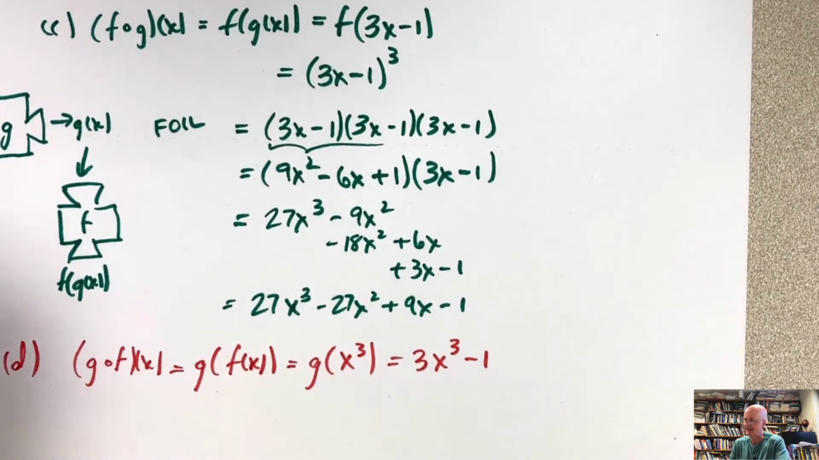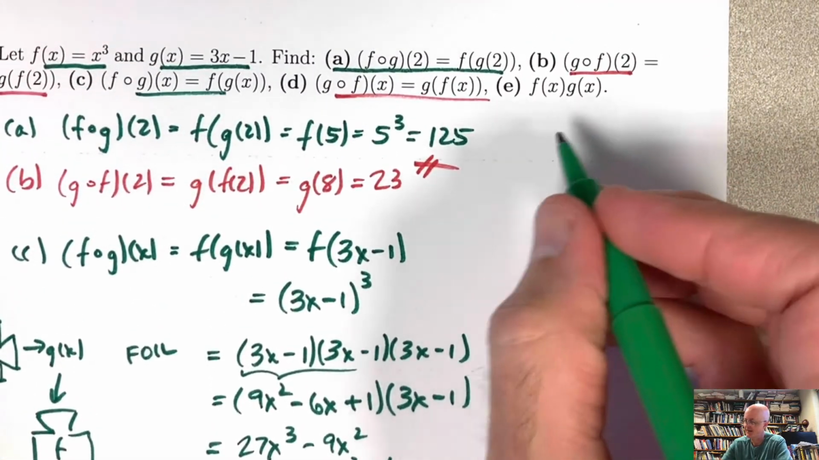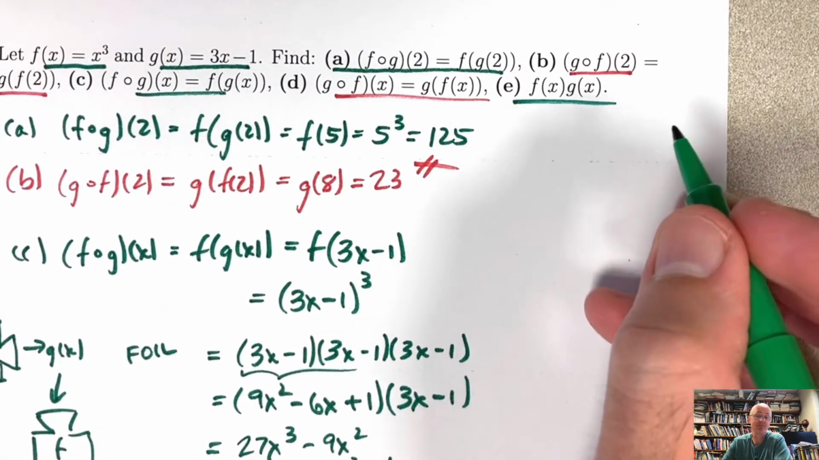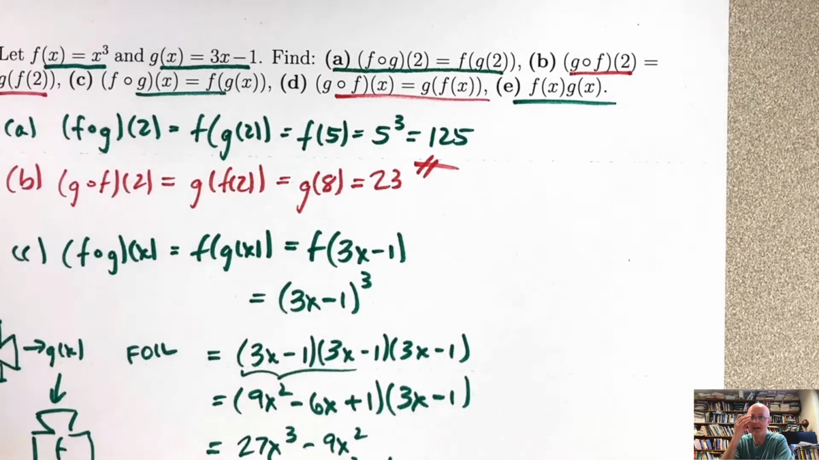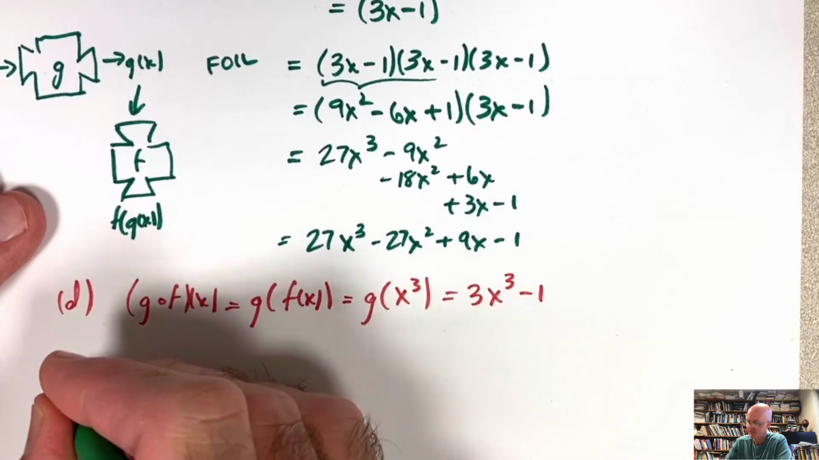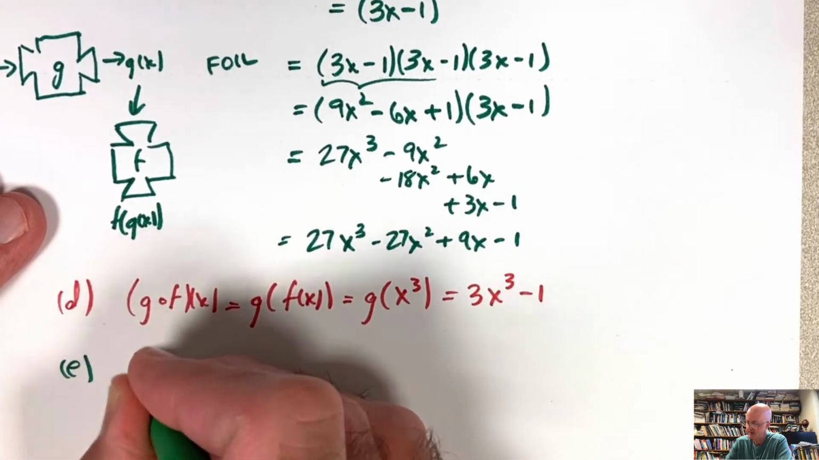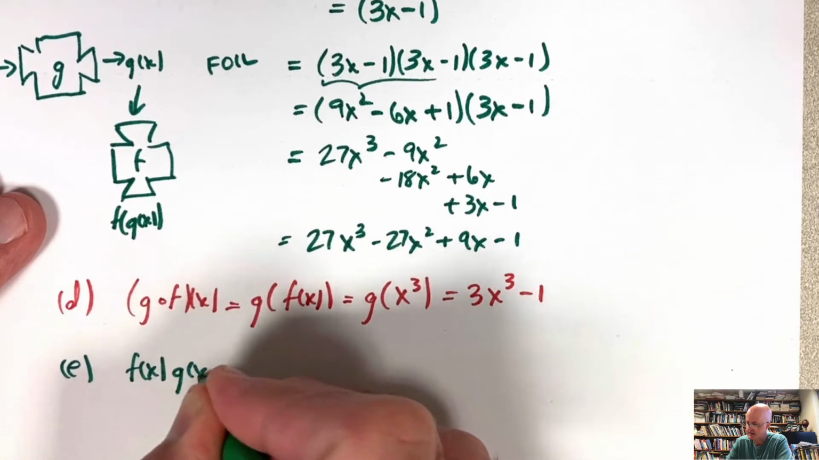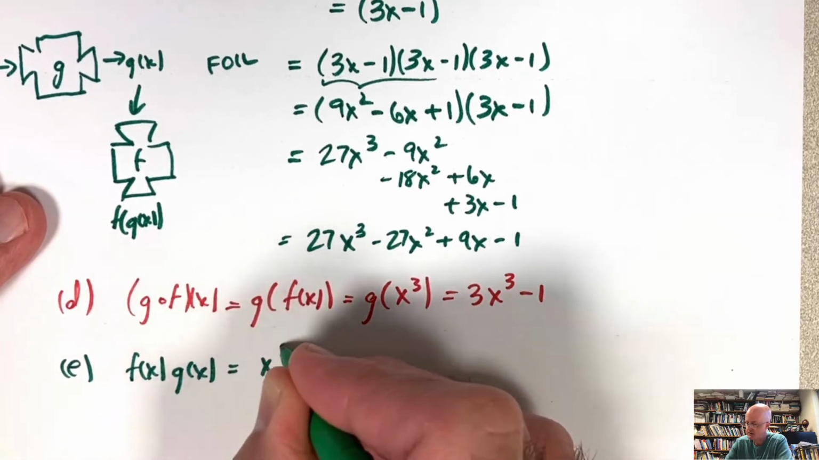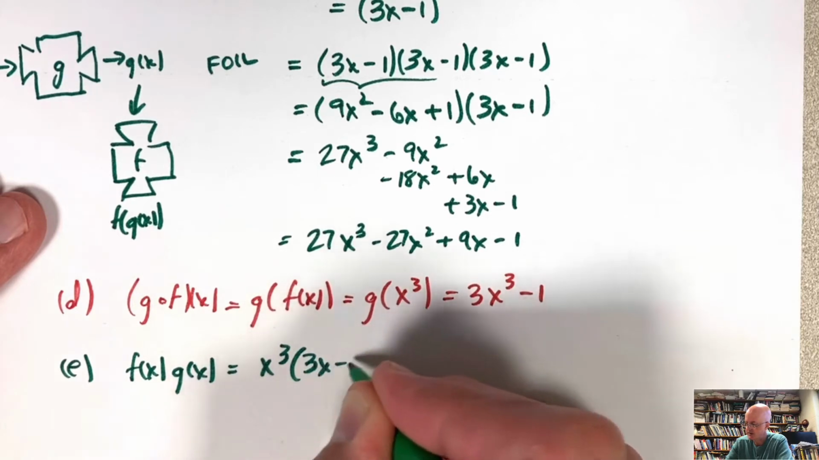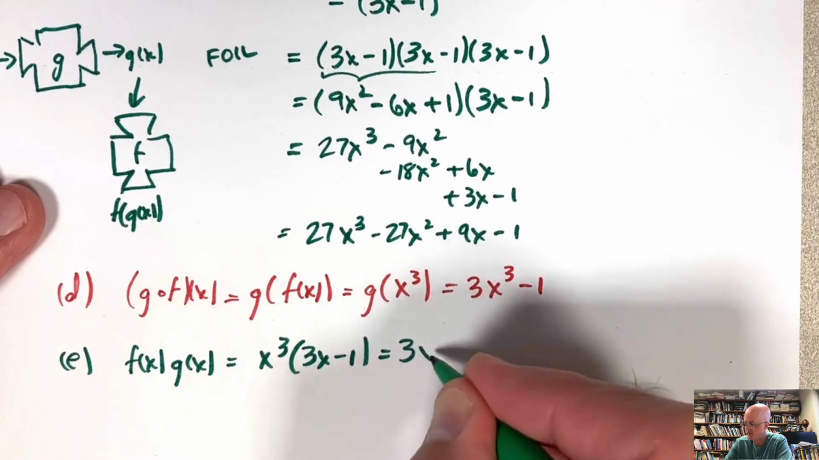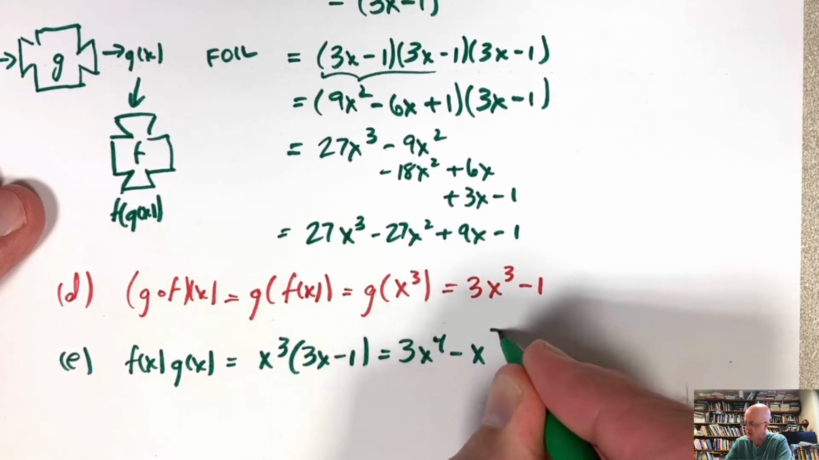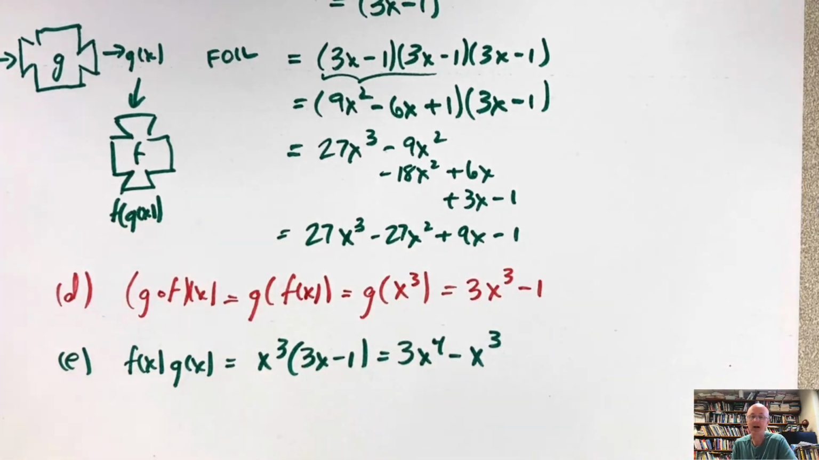Part E, something completely different. F of x, g of x, what's that? That's just multiplication, right? You've got the outputs f of x and g of x, and they're just next to each other. That implicitly means multiply. We're multiplying the functions now, not composition. F of x times g of x. F of x is x cubed. G of x is 3x minus 1. That's the answer, but if we want to expand and simplify, we'd get 3x to the fourth minus x cubed. Okay? That's a composition problem.